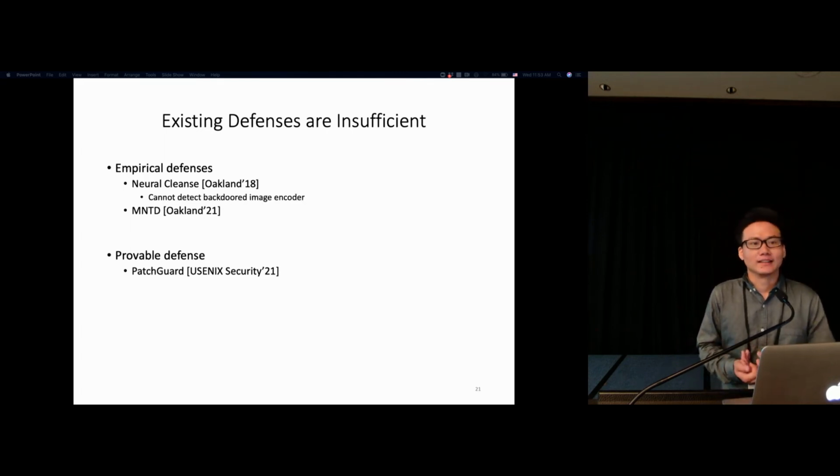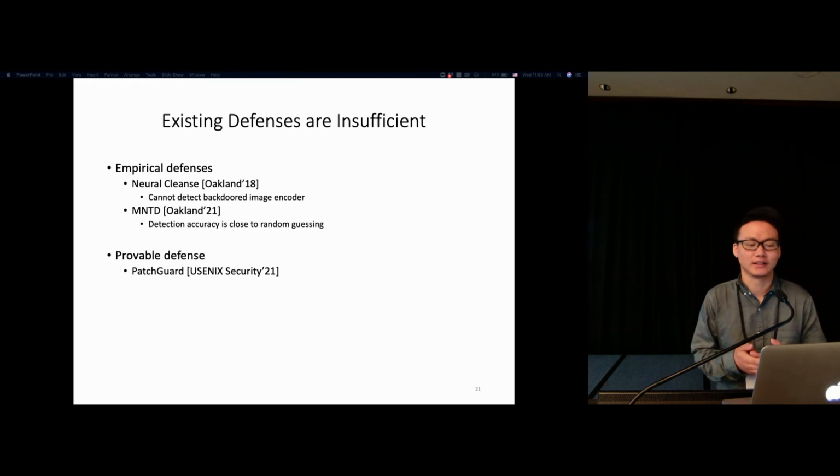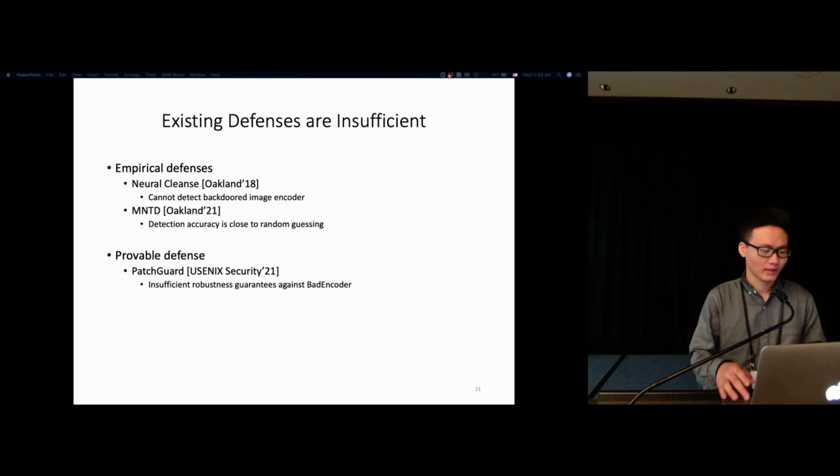We find that Neural Cleanse cannot detect the backdoor image encoder, and the detection accuracy of MNTD is close to random guessing. Our results show that PatchGuard provides insufficient robustness guarantees against BadEncoder.